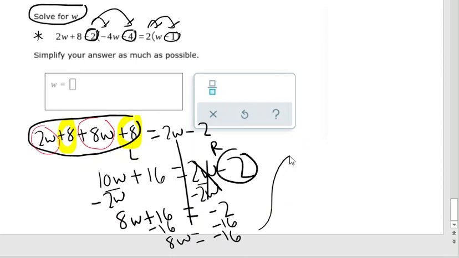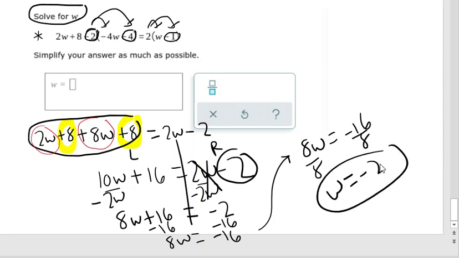I'm sorry, I'm going to go ahead and write this up here because I'm running out of space. So 8 times W equals negative 16, and then you would divide by 8 on both sides. So W equals a negative 2. That would be your solution.